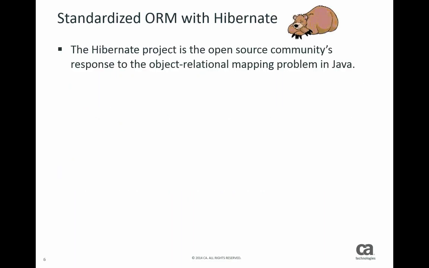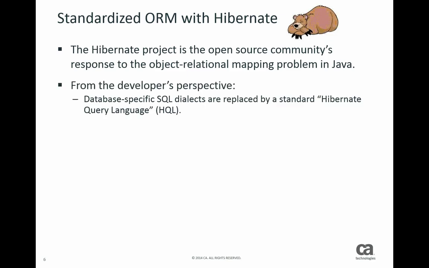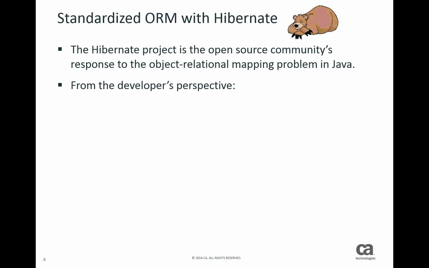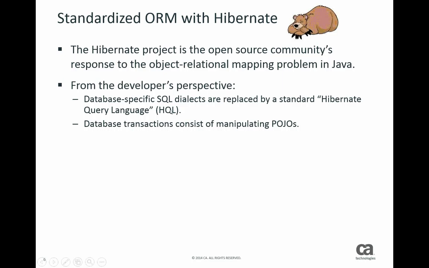So the open source community has stepped in to fill this standards vacuum with the Hibernate project, and this is a library that solves the object relational mapping problem in Java. From the developer's perspective, a couple of good things happen. First, we get rid of the database-specific SQL dialect and use a standardized Hibernate query language. Even better, we're no longer getting raw bytes back from the database and then applying a schema to get meaning to them. We directly manipulate POJOs in database transactions.